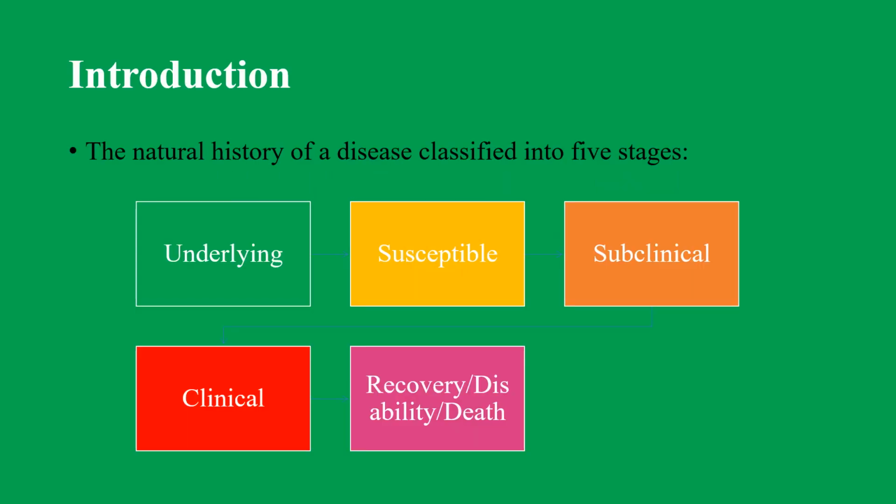So the natural history of a disease is classified into 5 stages. There's the underlying stage, where we find that there are no risk factors to developing a disease. Then we have the susceptible stage. This is somebody who is prone or predisposed to the risk factor of developing a disease.